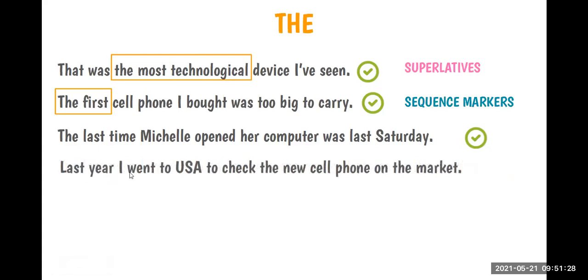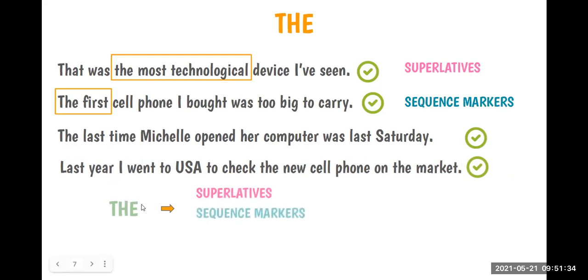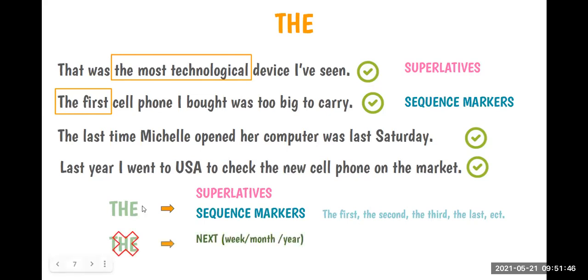So remember, we use "the" when we have superlatives or sequence markers. For example, the first, the second, the third, the last, etc. And we don't use "the" when we are saying next week, next month, or next year. We don't say "the next week." It's incorrect, okay? So when we have expressions with next, we don't use "the." And when we have expressions with last, we don't say "the." Last Monday, last week, last weekend, okay? Be careful with this.